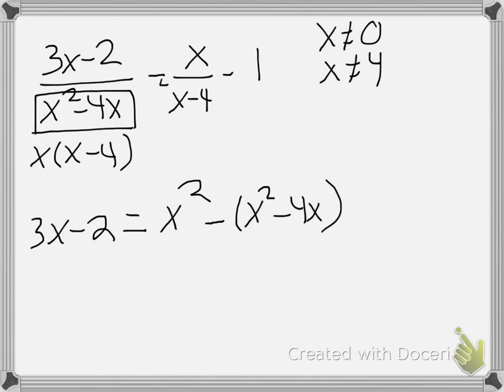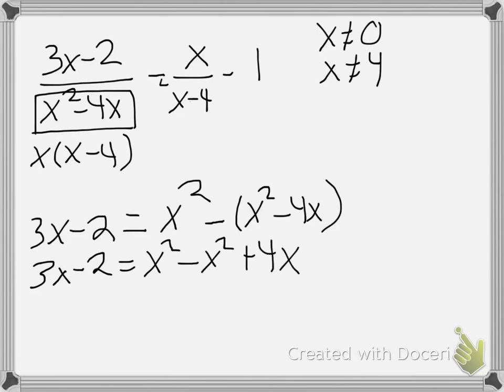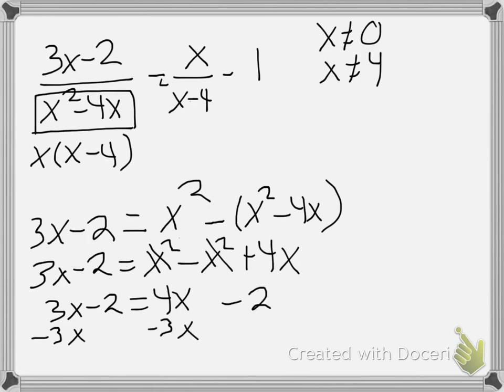Okay, let's see what we can get rid of. Well, x squared minus x squared, I'm just going to rewrite this because some of you don't see this or you forget to do it. x squared minus x squared, and this becomes plus 4x. Okay, the x squareds are going to cancel out. So I'm going to have 3x minus 2 equals 4x. Well, I'm going to subtract 3x. And I've got negative 2 equals x.